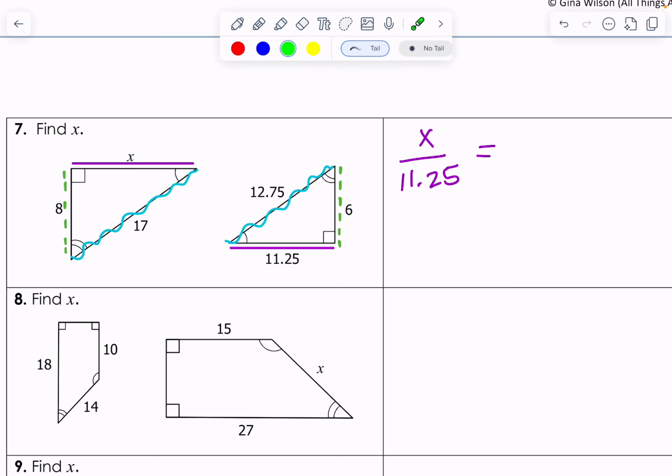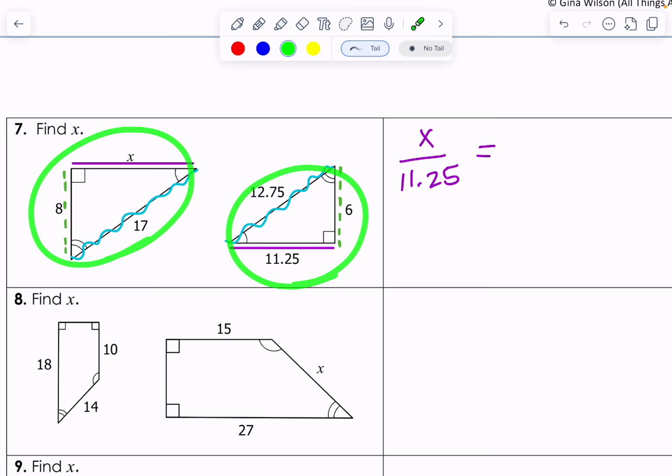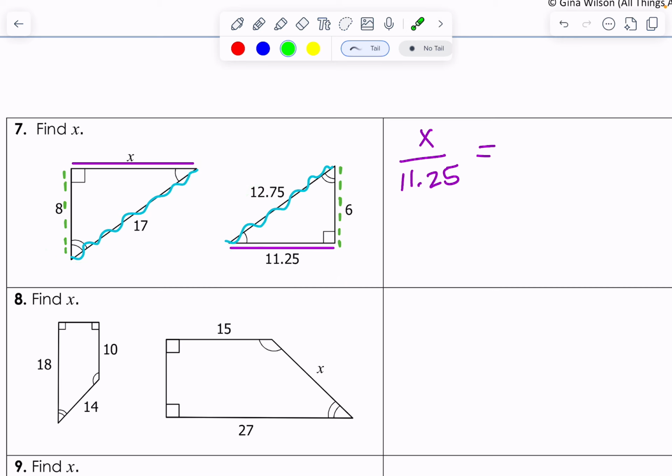Now, since I grabbed x first and then 11.25, whichever sides I choose, I need to go from this triangle to this triangle. I have to be consistent. X over 11.25. Let's go ahead and do our green dotted ones, 8 and 6. So if I have x over 11.25, then we need to grab 8 over 6.